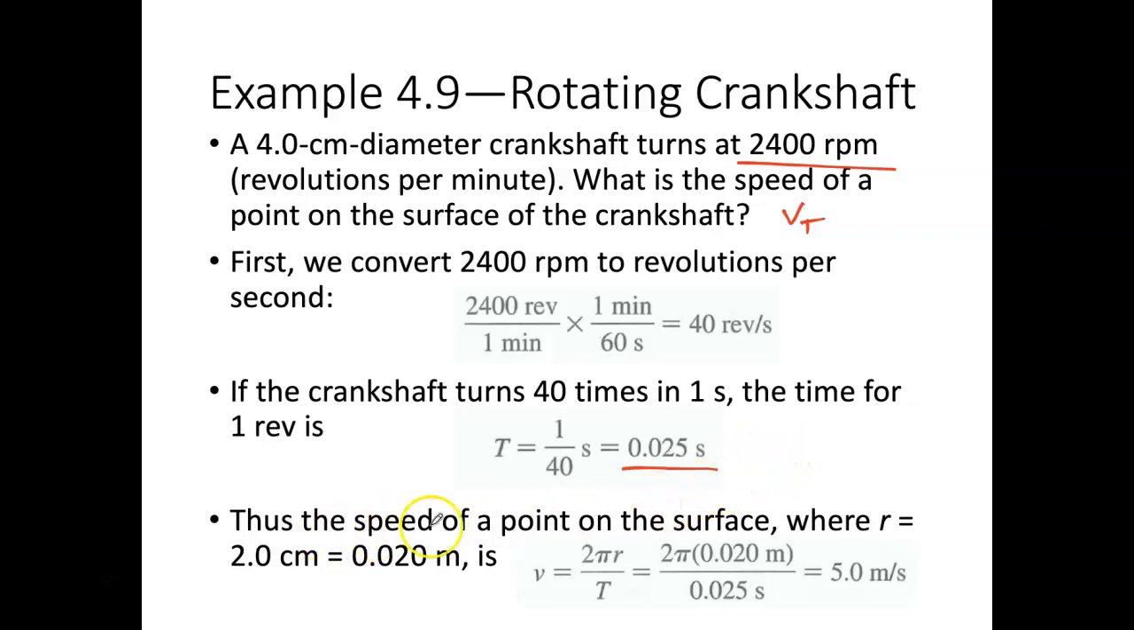And then the speed of a point on the surface is going to be 2 pi r, so that's all the way around. And we're going to divide that by T, and 2 centimeters is our radius. Be careful because this was diameter, so we have to divide it by 2. And then we have to convert it to meters, which is 0.02 meters. And we divide that then, once we multiply it times 2 pi by 0.02, and we get 5 meters per second. So that would be the speed in a straight line.